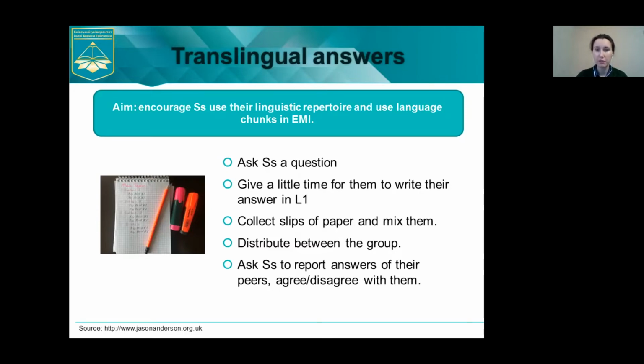After that, the teacher collects slips of paper and mixes them in a box. Then the teacher distributes these slips of paper among the group, and the teacher asks students to report answers of their peers, to agree or disagree with them, to discuss them in the medium of instruction, so in English, for example. By doing this, we don't spend much time on expressing our thoughts in the native language, but at the same time, we are encouraging using more and more languages in the classroom, and we are paying more attention to analyzing these answers, to working with them, to agreeing and disagreeing with these answers.